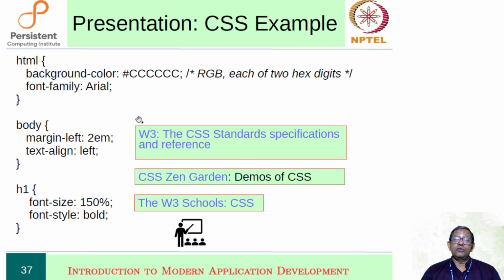This is again a good point to pause and review the material. We have also given some links to further information. The W3, of course, is the most authoritative site which contains information about CSS standards. Again, there are a number of tutorials available on the internet. W3 Schools is one of them. We also suggest have a look at sites like the CSS Zen Garden, which demonstrates the power of CSS.